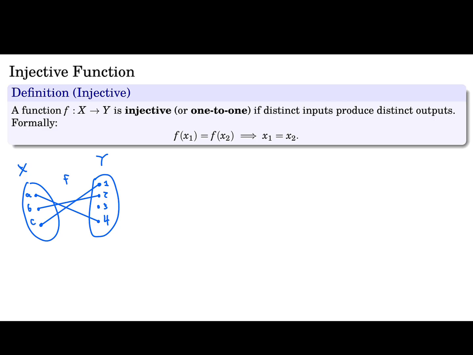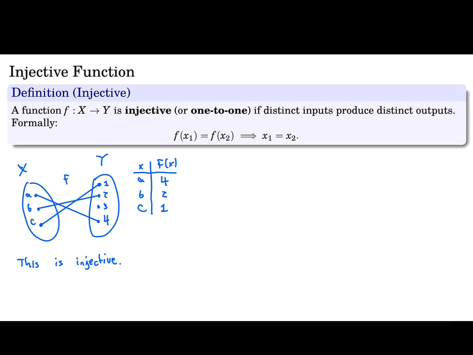And let's write a little table here. For little x, let's have our f of x. When x is a, f of a is equal to 4. When x is b, f of b is equal to 2. When x is c, f of c is equal to 1. Now this function is injective.